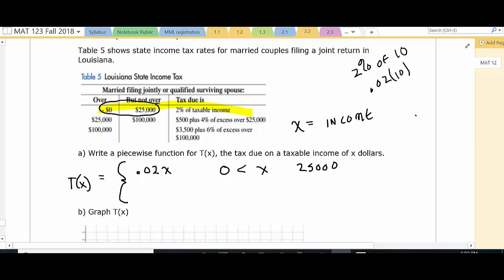It said over 0. So what would that tell you? Less than, not equal to. Okay, it doesn't say if you make no money that you're going to be taxed. So it goes like that.